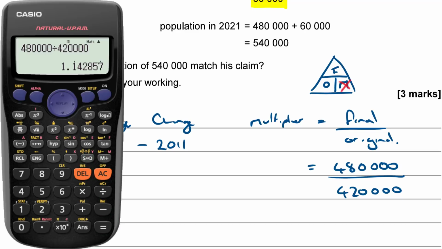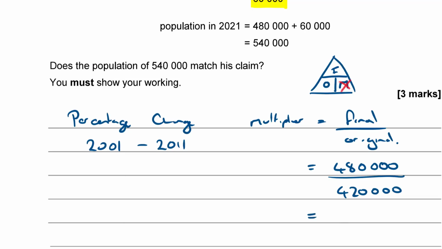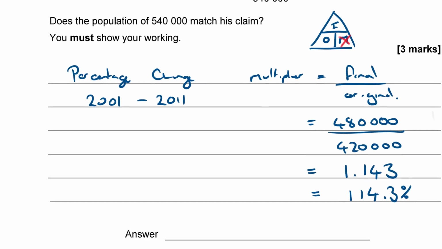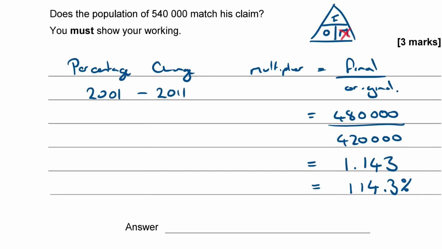That's 1.1428. I'm just going to round it off to 1.143. Okay, so that is as a multiplier. So as a percentage, that is 114.3%. So that means the percentage increase is 14.3%.